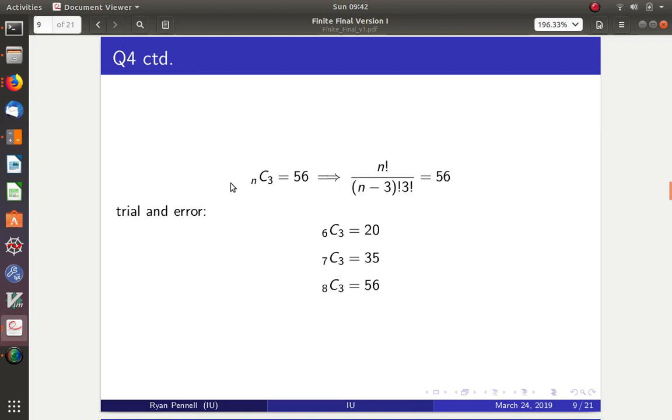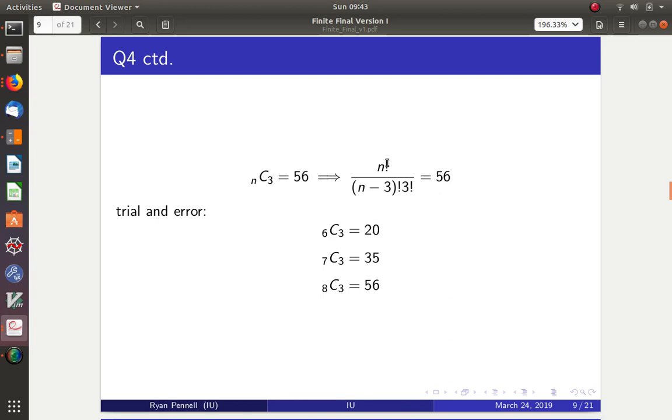So here, let's take a look at what we're trying to do. We have n choose 3 equals 56. Well, if you look at the formula, this is what the formula would be: n factorial over (n minus 3) factorial times 3 factorial equals 56. In my opinion, this is going to be too much of a nuisance to try to solve algebraically. 3 factorial is 6, so you just divide 56 by 6.